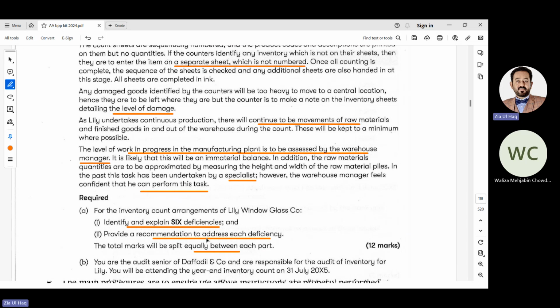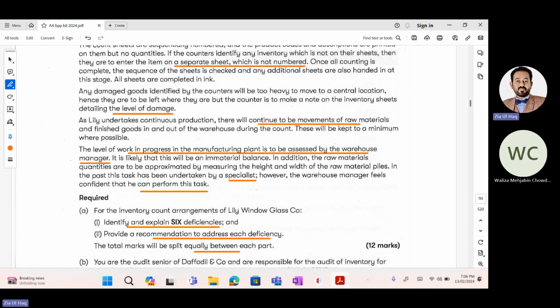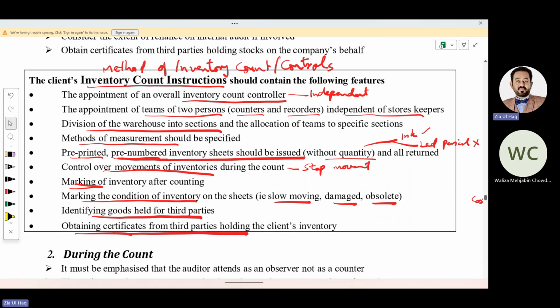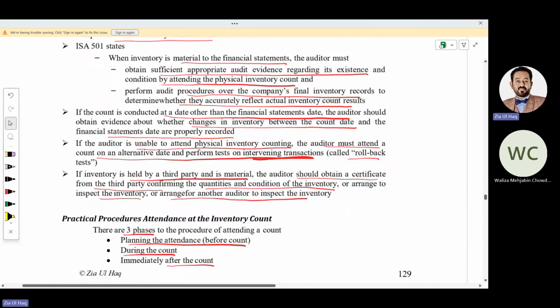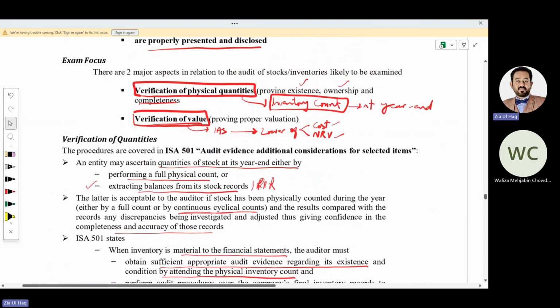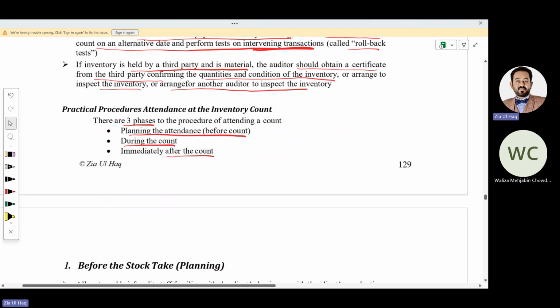What is requirement B? For that, we need to discuss the other areas of inventory. So, to conduct an audit of inventory, we need to perform two types of verification. One is verification of quantity and the other is verification of value. How can we verify quantity? For verification of quantity, we need to perform some procedures before the count.